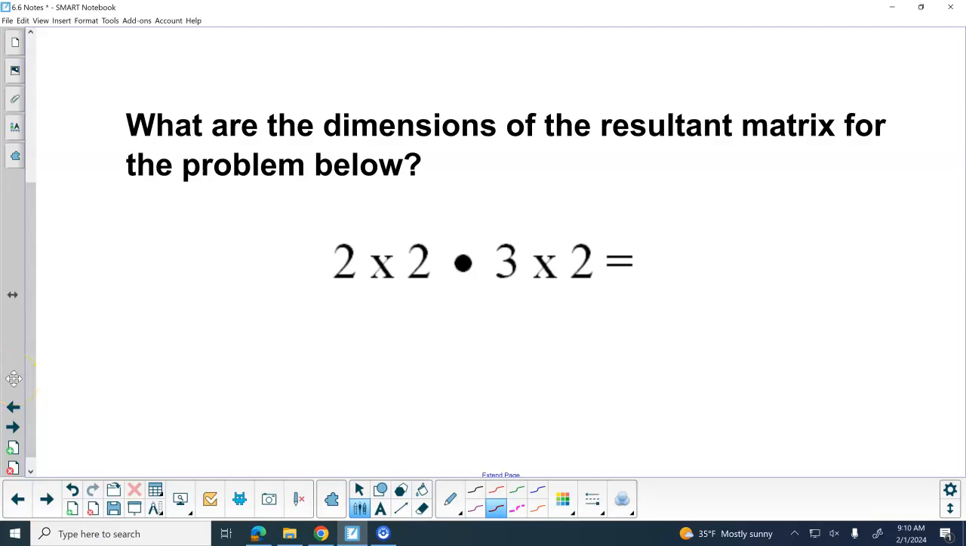Doable. Nope, not possible. These two numbers right here are not the same. Not possible, does not exist. Those are your two options for that. 0 is not an option because we could have a matrix that is just 0.